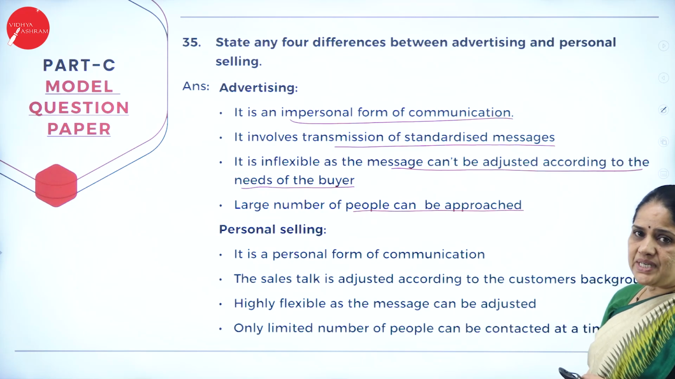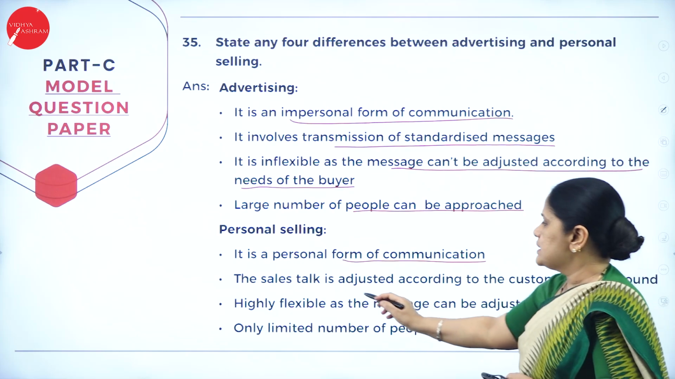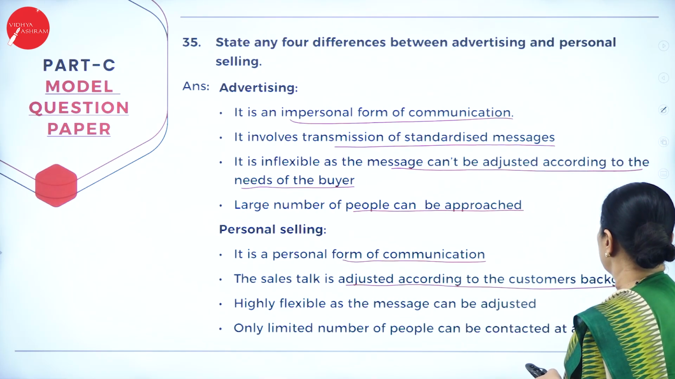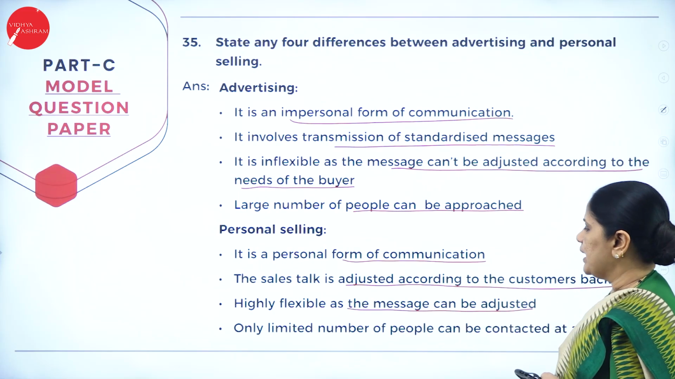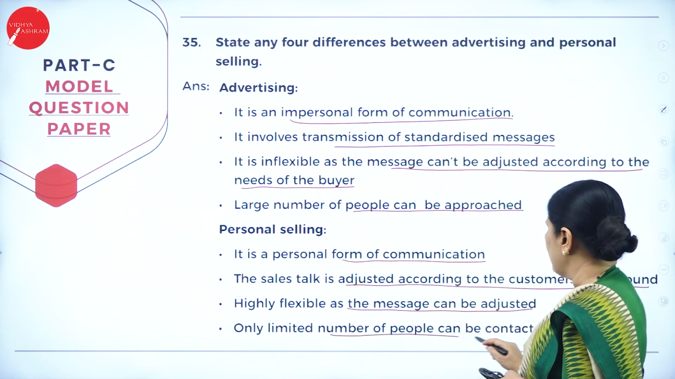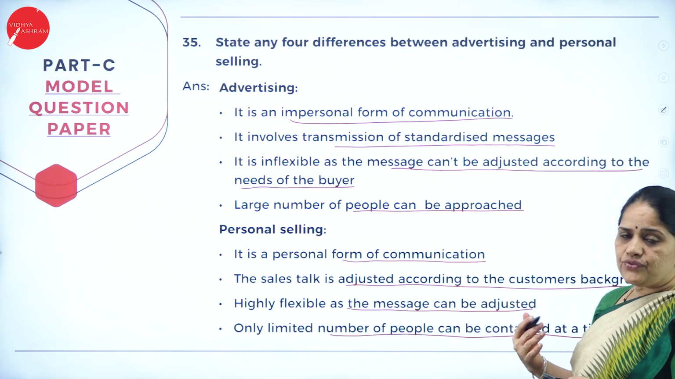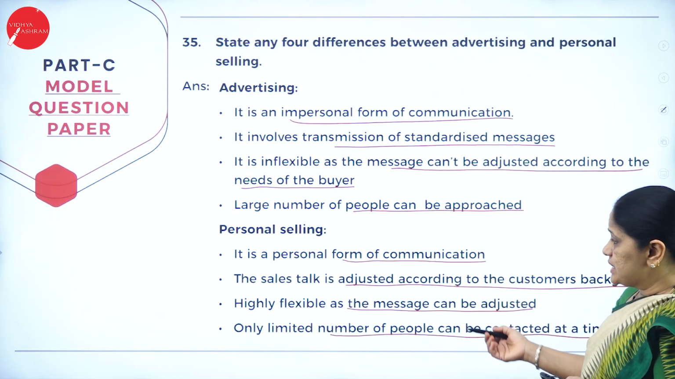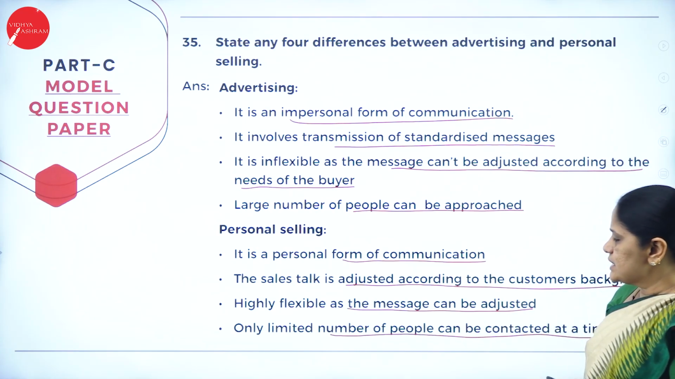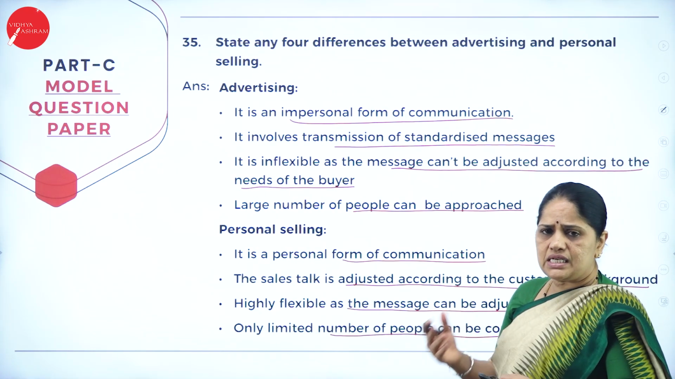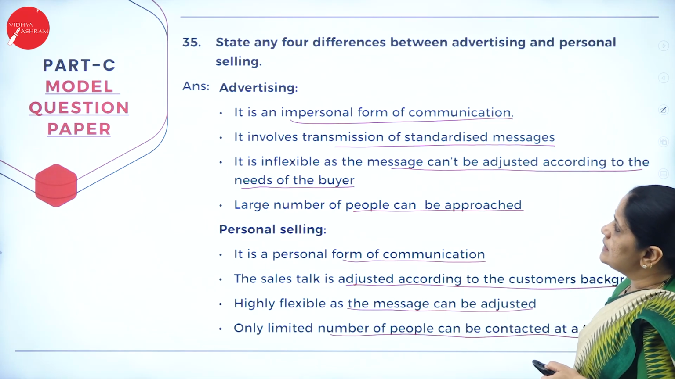Next one is personal selling. It is a personal form of communication. The sales talk is adjusted according to the customer's background, highly flexible as the message can be adjusted. Only a limited number of people can be contacted at a time. So in personal selling, we have face-to-face interaction. So it is a personal form. The sales talk is adjusted according to the customer and it is highly flexible. You can adjust the message as much as possible, and there is only limited reach in personal selling.